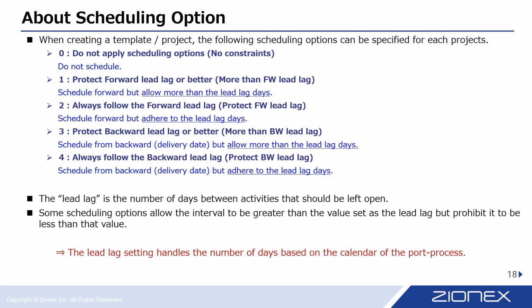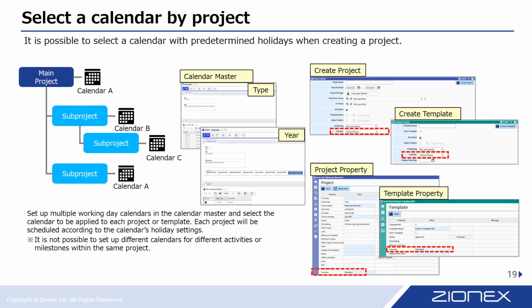You have 5 scheduling options at your disposal, which may include: no constraints for maximum flexibility. Specify lead or lag days between activities in both forward and backward schedules. And allow activities to exceed a defined number of days. You have the flexibility to establish holiday calendars for each project. In cases involving a sub-project structure, like the one illustrated here, you can also create distinct calendars for each project within the hierarchy.